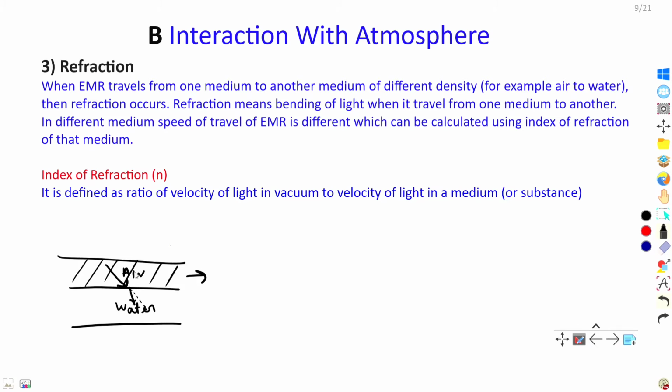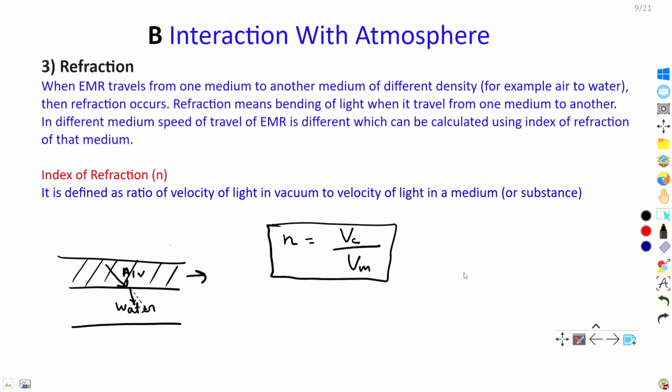The velocity of electromagnetic radiation in vacuum is the speed of light, but in different mediums its velocity changes, which is expressed in the form of index of refraction. Here the index of refraction is defined as the ratio of the velocity of light in vacuum, Vc, to the velocity of light in that medium, Vm. So this is called the index of refraction.